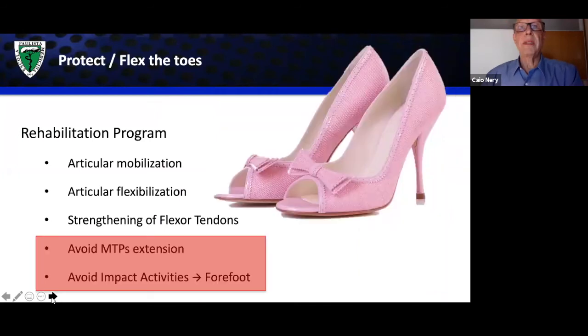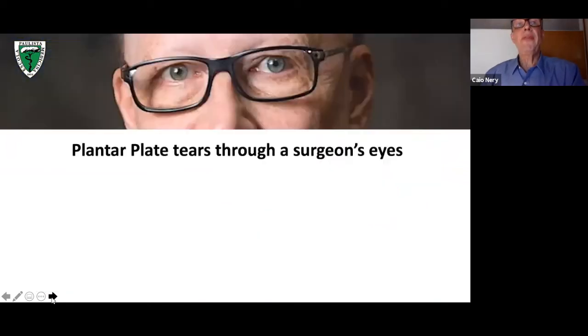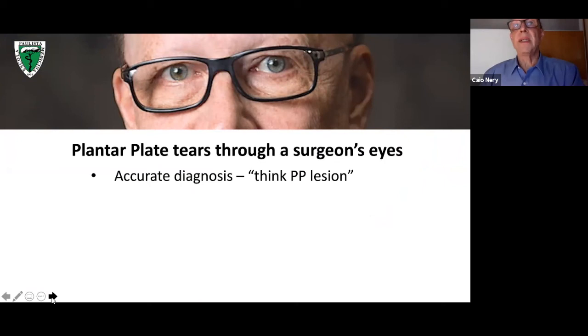For obvious reasons, wearing high-heel shoes should be avoided for 6 months. Before finishing, I would like to share with you the essence of the surgeon's view on this treatment of plantar plate injuries. Spare no effort to diagnose correctly: think plantar plate lesion. Strictly follow the recommendations and all steps of choosing the surgical technique.